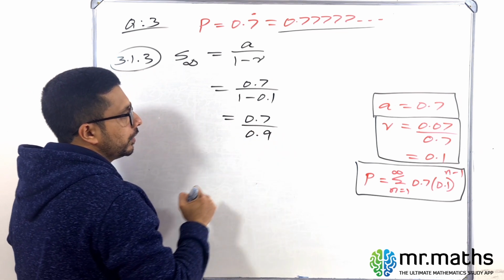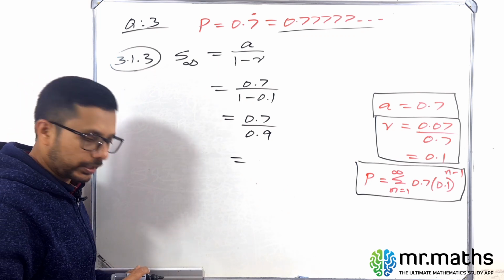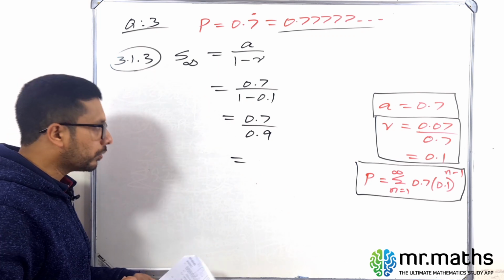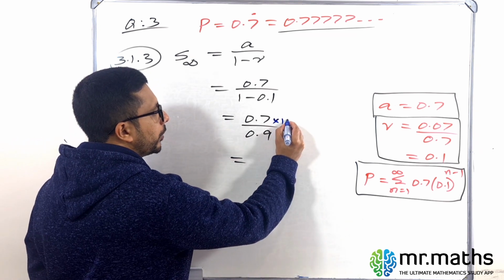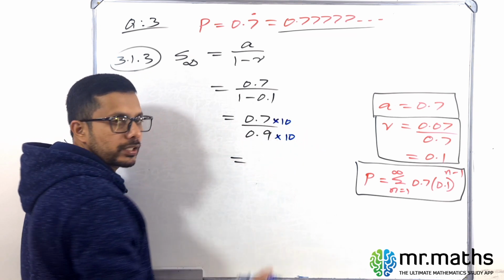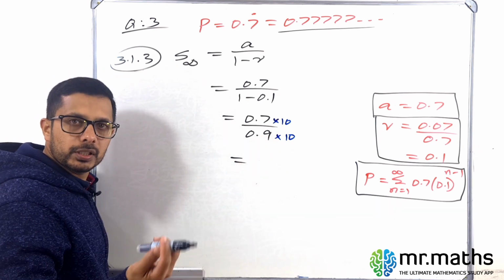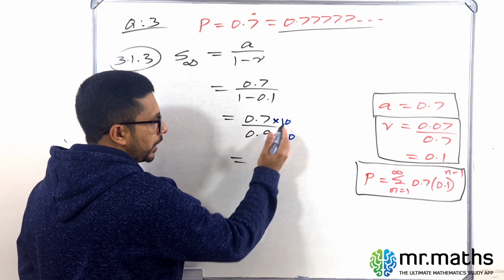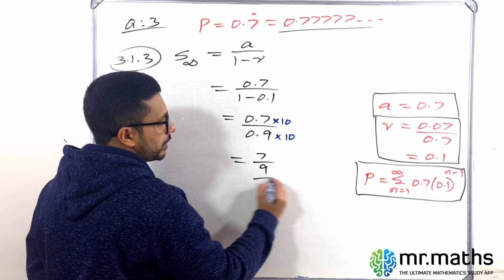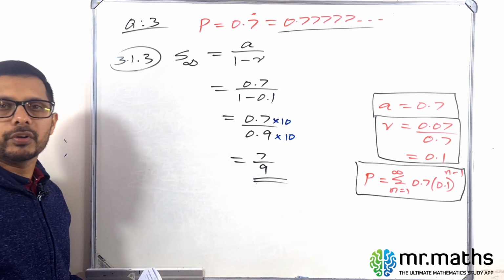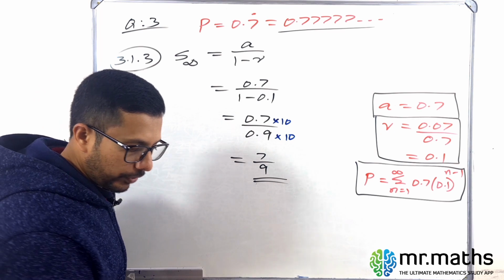Am I right? So now we can't leave it like this, we have to write it as a proper fraction. That is the question. Okay, so both the numerator and the denominator I am going to multiply by 10, just to write it as a proper fraction. If we multiply both the numerator and denominator, there is no change. So 0.7 times 10 is 7, 0.9 times 10 is 9. So what is the answer? 7 over 9. So the sum to infinity of the series is 7 over 9.